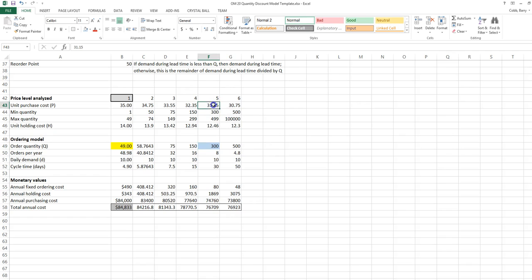And overall, when we consider all of the price levels, the price we want to purchase inventory at is $31.15. This means we'll have a total annual cost of $76,700.